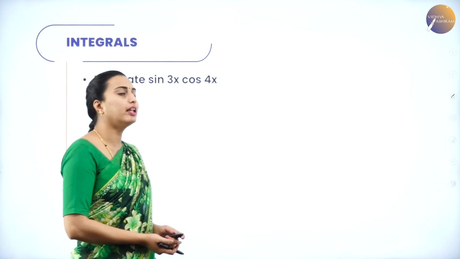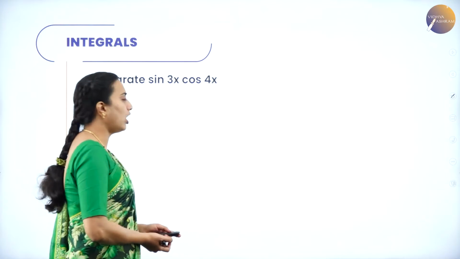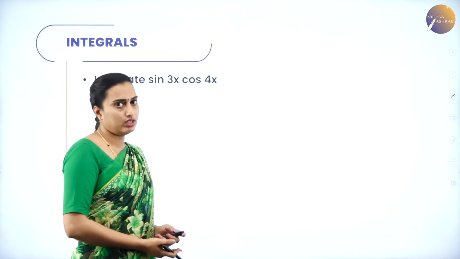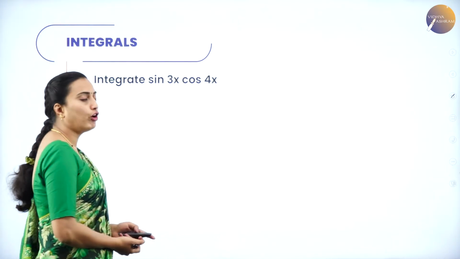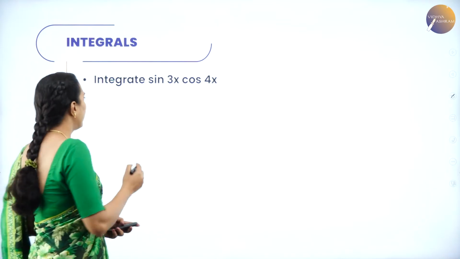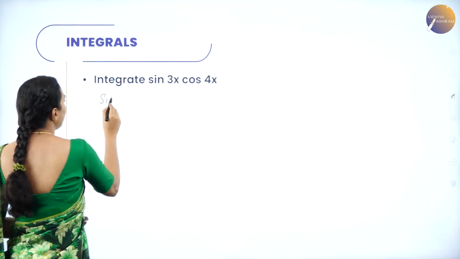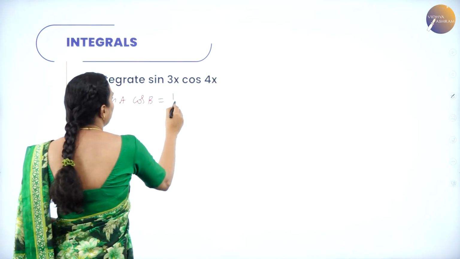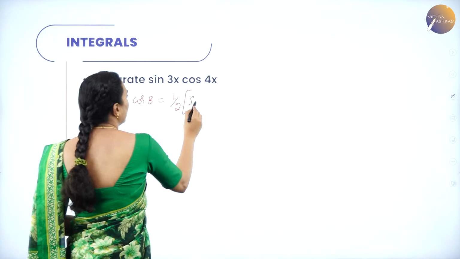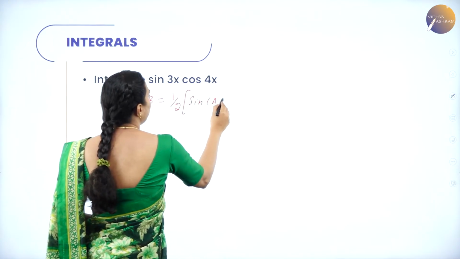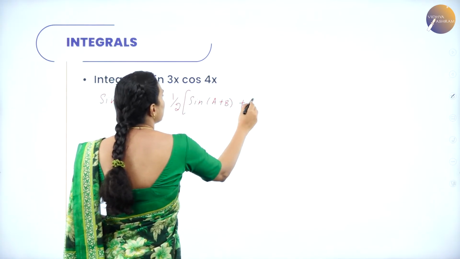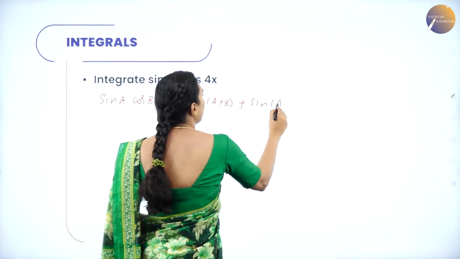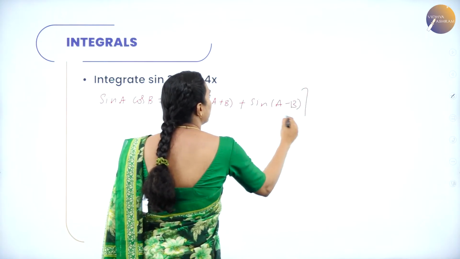They have asked to integrate sine 3x into cos 4x. If you look at this, you are going to get it in the form of sine A into cos B. What is the sine A into cos B formula? Sine A into cos B is nothing but half into sine of A plus B plus sine of A minus B. Isn't it?